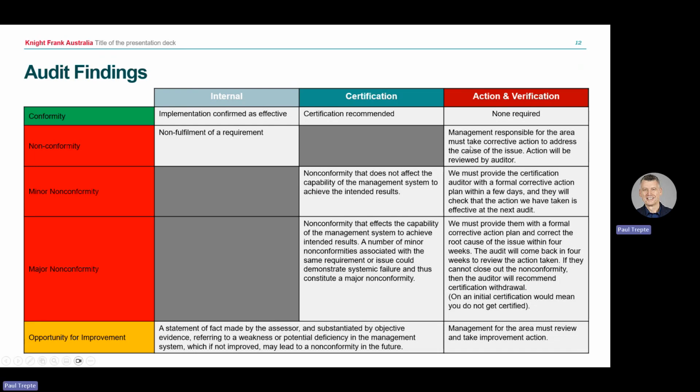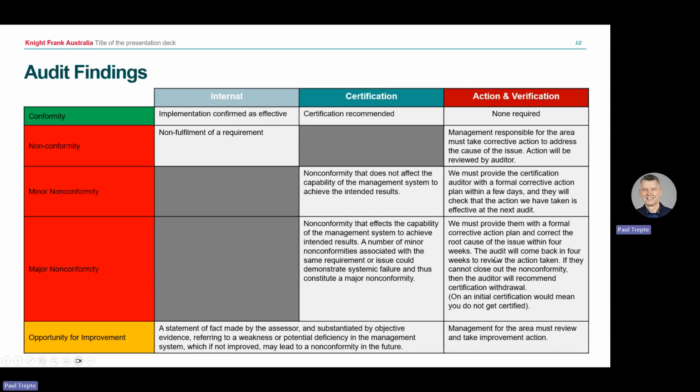If it's a non-conformity from an internal audit, we expect the management responsible for the area to take corrective action to address the root cause of the issue, and then the action is reviewed by the auditor to determine whether that action is appropriate and effective. In terms of certification audits, if we have a minor non-conformity, we must provide the certification auditor with a formal corrective action plan within a few days, and they will check that the action we have taken is effective at the next audit. And that corrective action plan for the particular certification body that we use has to be uploaded onto their portal.